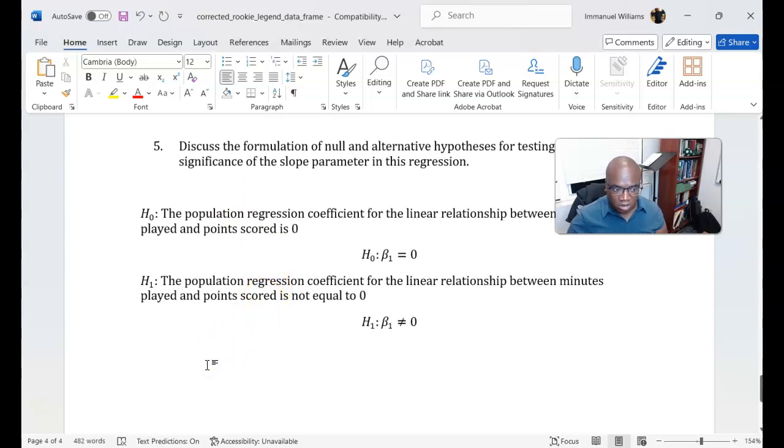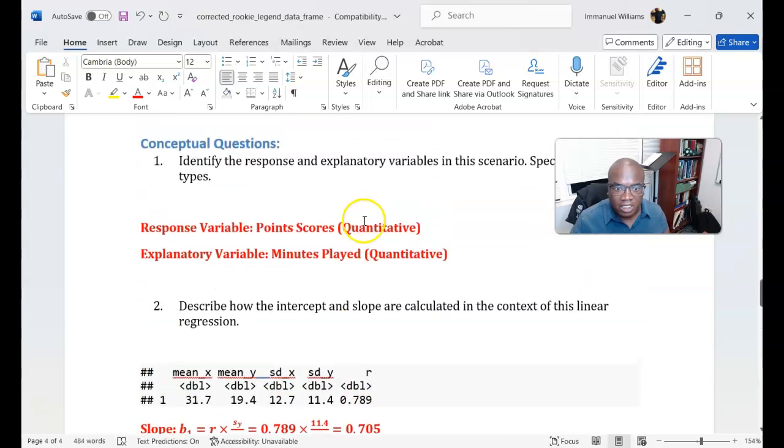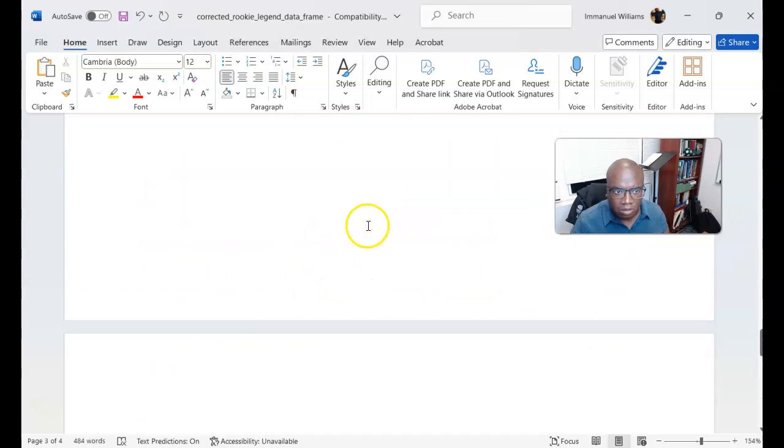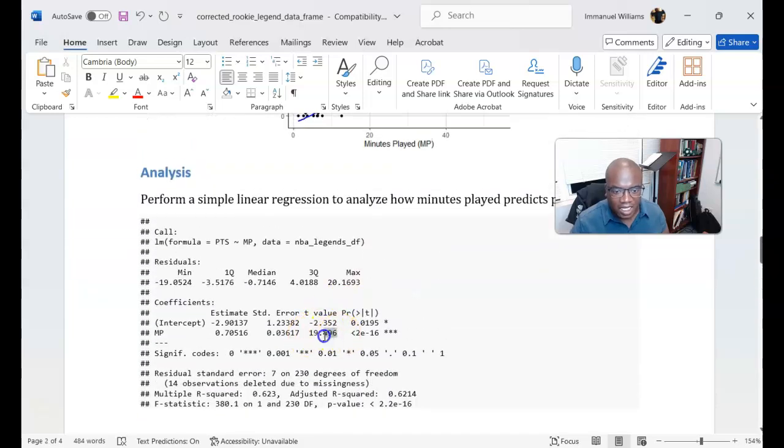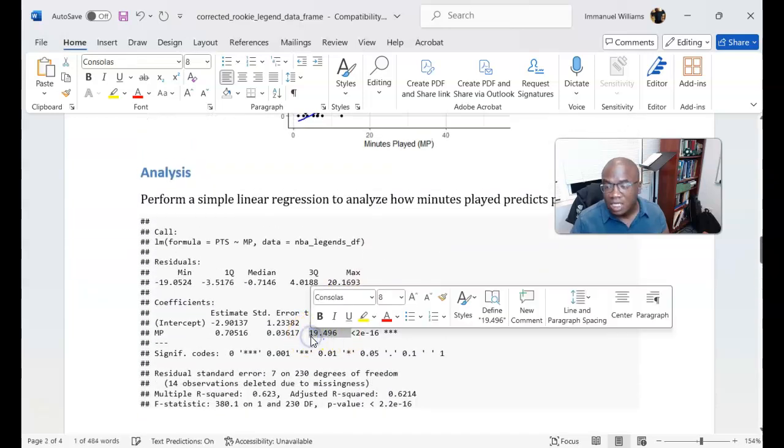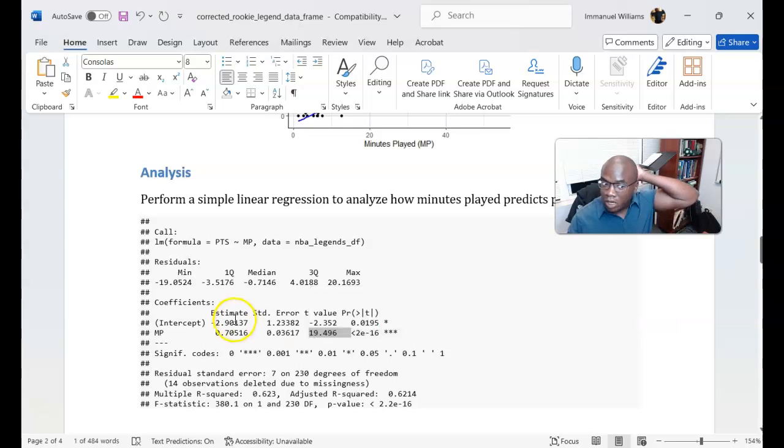All right. And so I know this question doesn't ask this, but we can provide the test statistic. The test statistic is given to us, but it's also calculated as well. Oh no, it's right here. It's 19.496. Someone may be asking why are we not testing the y-intercept? Because in simple linear regression, we're more so interested in the slope.